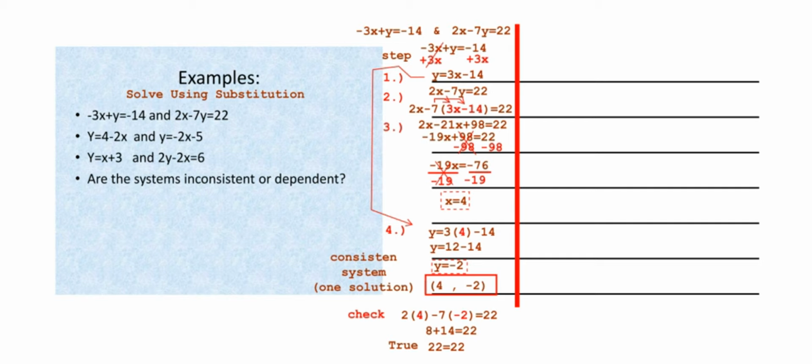Okay, so let's go for the next one. Next set of equations, I should say: y equals 4 minus 2x and y equals negative 2x minus 5. Step number 1, do realize step number 1 we've already completed.